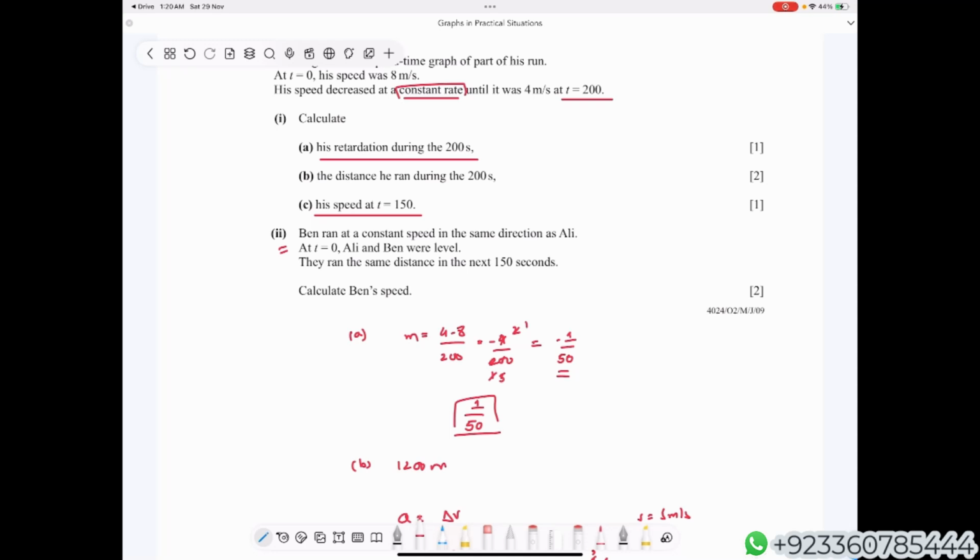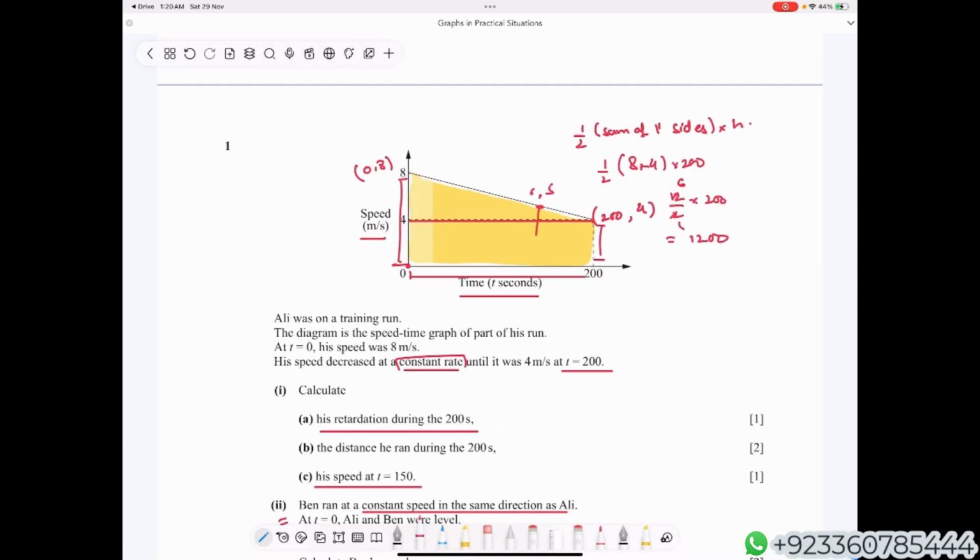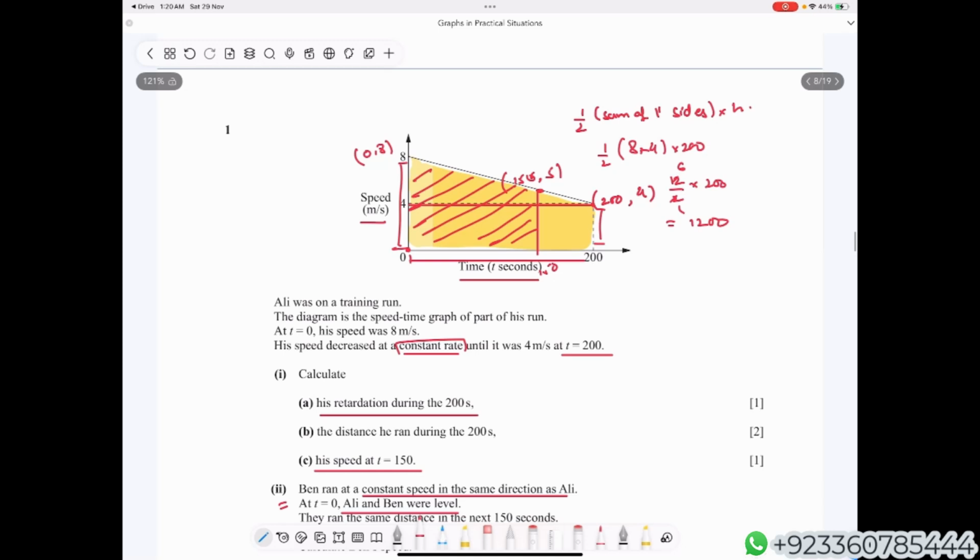Part 2 says Ben ran at a constant speed in the same direction as Ali. At time t is equals to 0, Ali and Ben were level. They ran the same distance in the next 150 seconds. 150 seconds, the distance is the same. The speed is 5 at 150. Okay, so this point is 150 and 5. So if I find the distance that Ben ran, it is going to be the area under this graph, right?